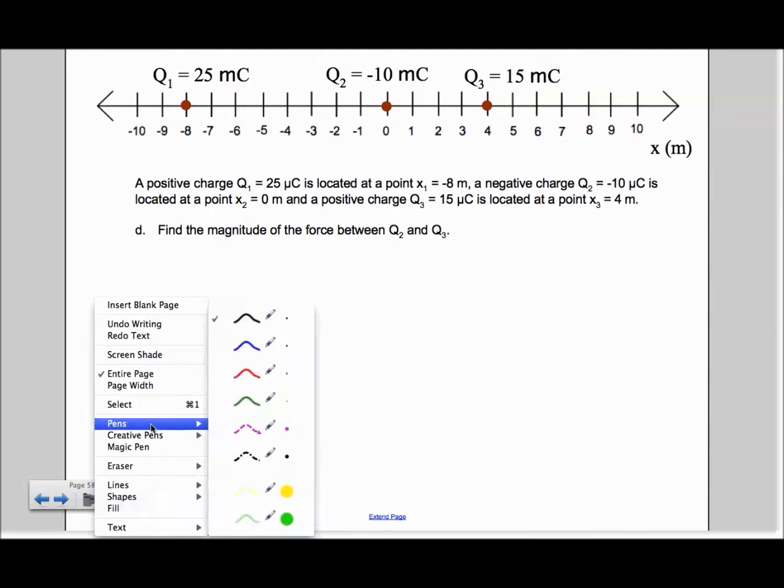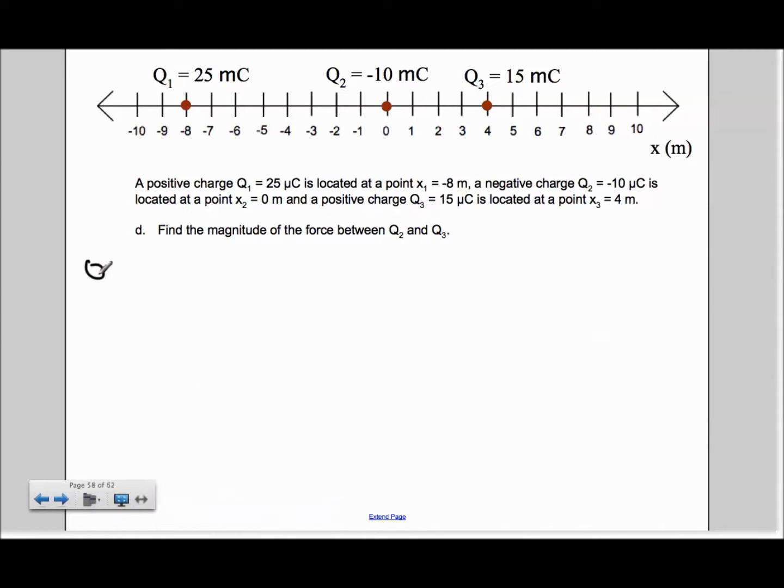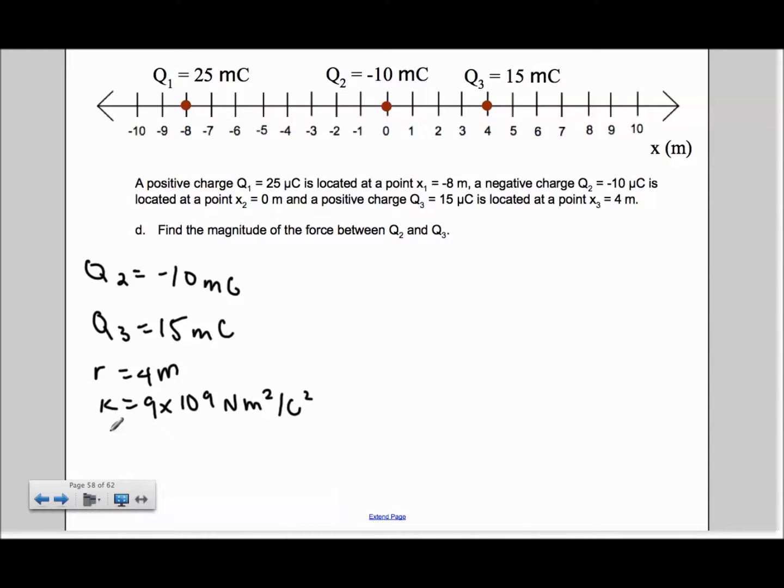Given that Q2 is equal to negative 10 millicoulombs and Q3 is equal to 15 millicoulombs. Along with this, we are given that R, the distance between the two, is 4 meters, and K, as we already know, is 9 times 10 to the 9 newton meter squared over coulomb squared. And force is what we are solving for, so F is our unknown.